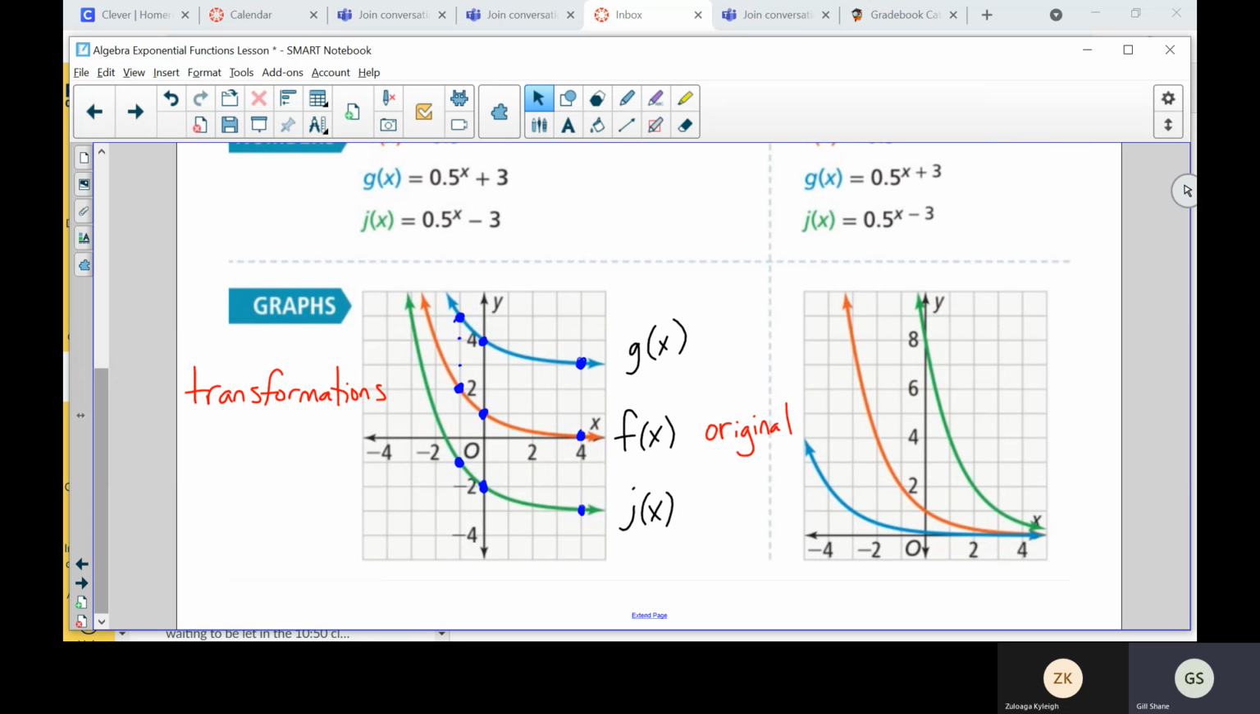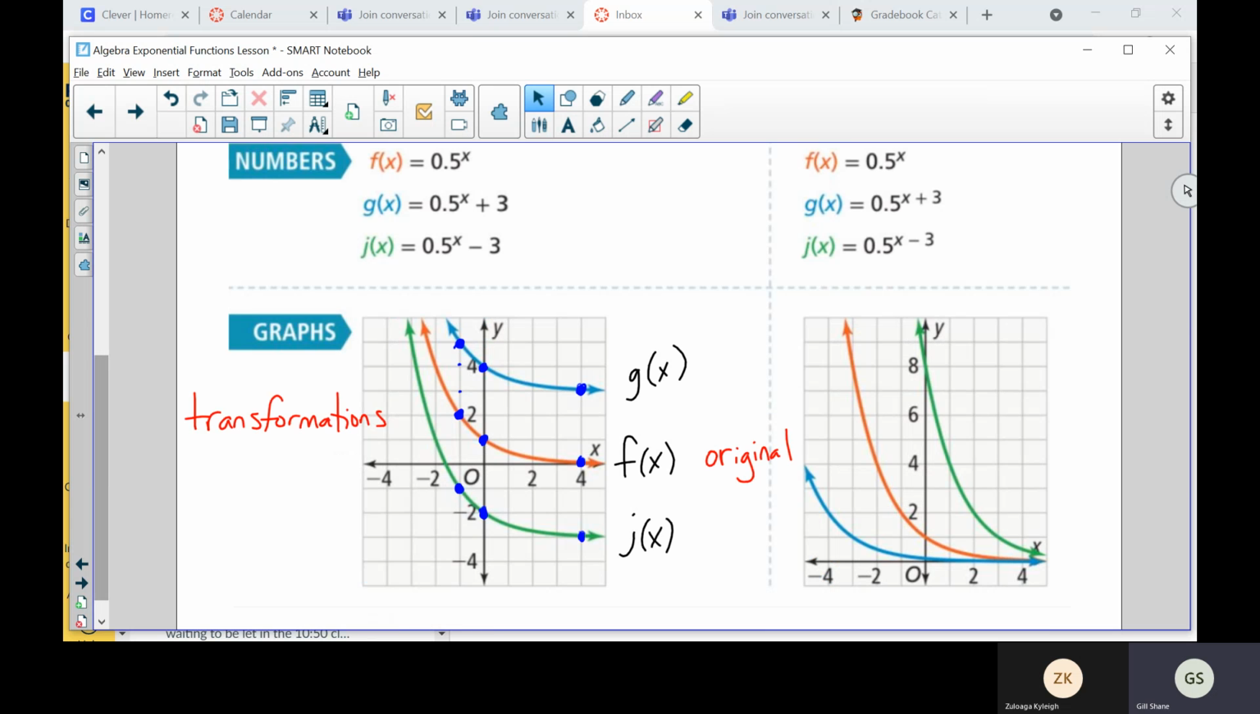What happened in the blue formula or blue equation? What did we do to that original equation?